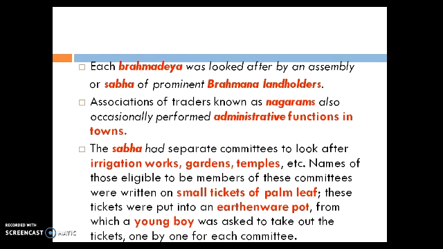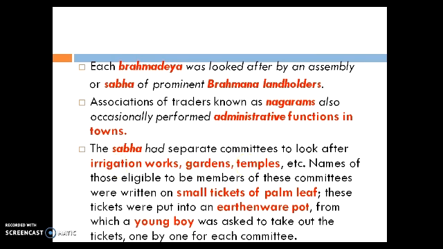Then we can say the term Nagaram. This is an association of traders and they performed most of the administrative functions in the town. And the town's irrigation work, gardens and temples were looked after by a committee called Sabha. Each Sabha had separate committees for the irrigation works, gardens and temples in the villages.